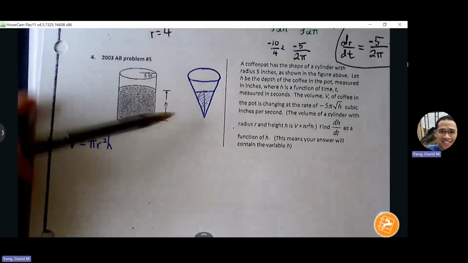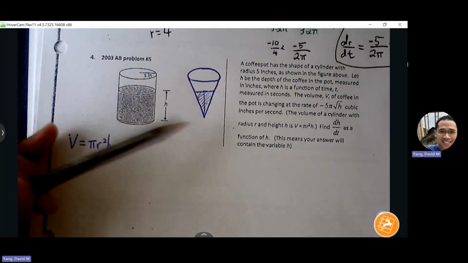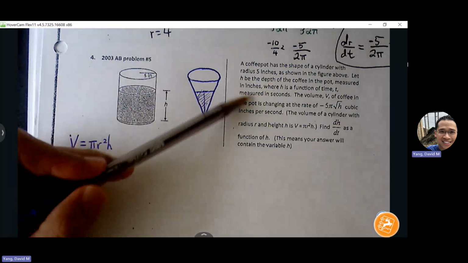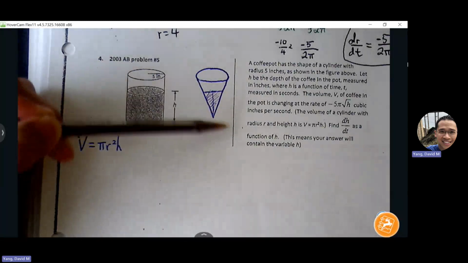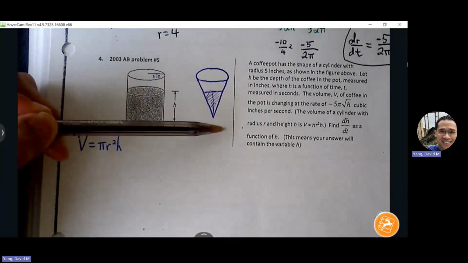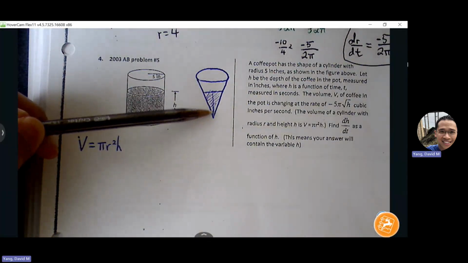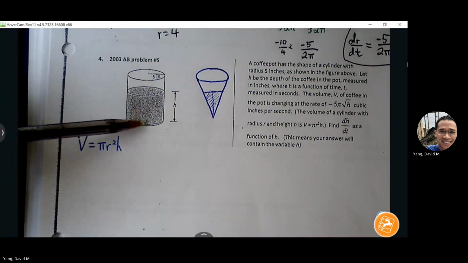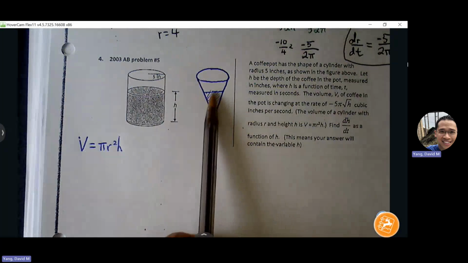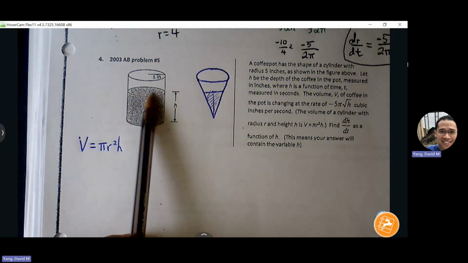Okay, so let's say we had two different shapes here, and these are both coffee pots, okay? And we know that the volume is changing. So let's say water is draining out of both of these, okay? I want to talk about the relationship here between the radius and the height. So as water is dropping, is the height changing here? Yes. As the water is dropping, is the height changing here? Yes. As the water is dropping, is the radius changing here? Yes. As the water is dropping, is the radius changing here? No. That's the big thing, okay?